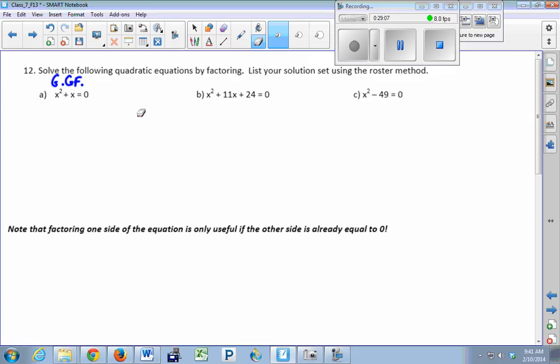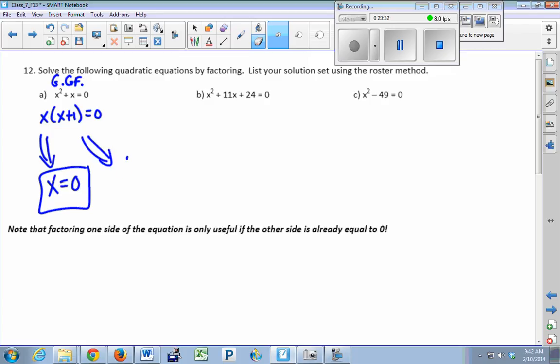How do I factor x squared plus x? What's common to both terms? X. So you factor out an x, and you get x times x plus 1 equals 0. Now you have your A times B. You set each factor equal to 0. Once you do x equal to 0, boom, you're done. There's no work. X is 0. Or x plus 1 equals 0. One step tells you x equals -1. So there are my two answers to that quadratic equation.